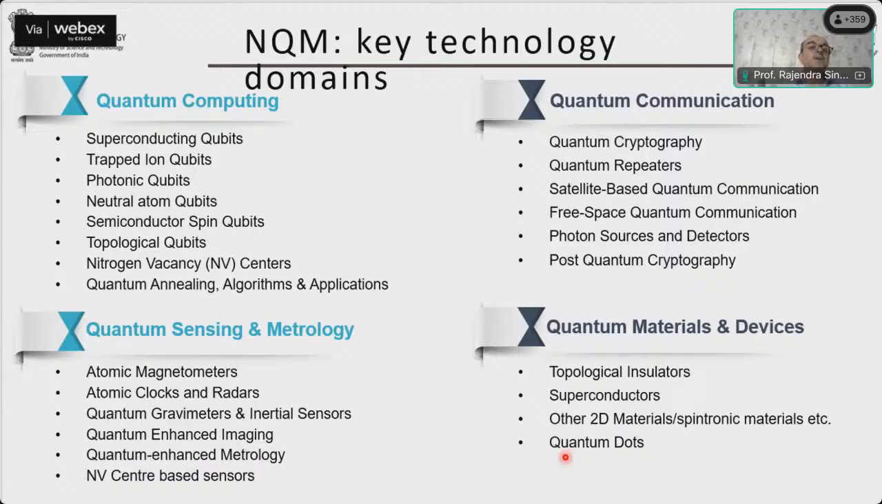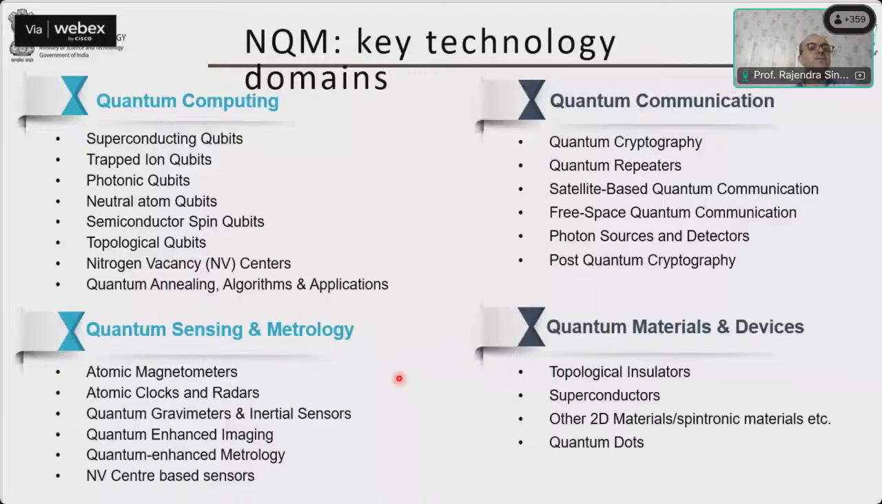So what are the key technology domains? I was talking about the technologies. What are the technologies that these hubs are supposed to develop? Ultimately these are research institutions, educational institutions, and governments who are going to develop these technologies. And finally, these technologies will be deployed in various sectors, as I was discussing: finance, defense, space, automotive, and so on.